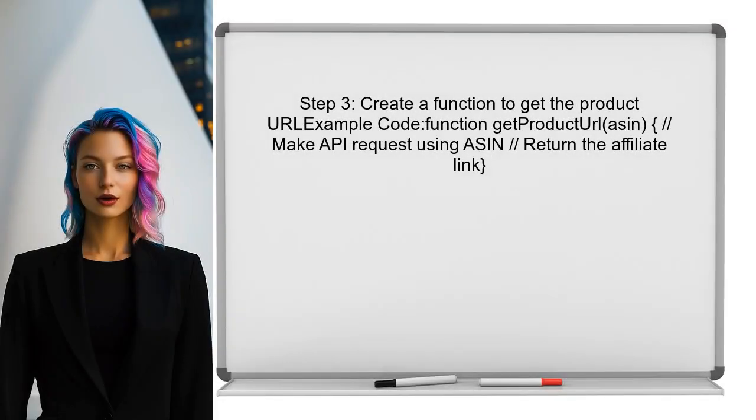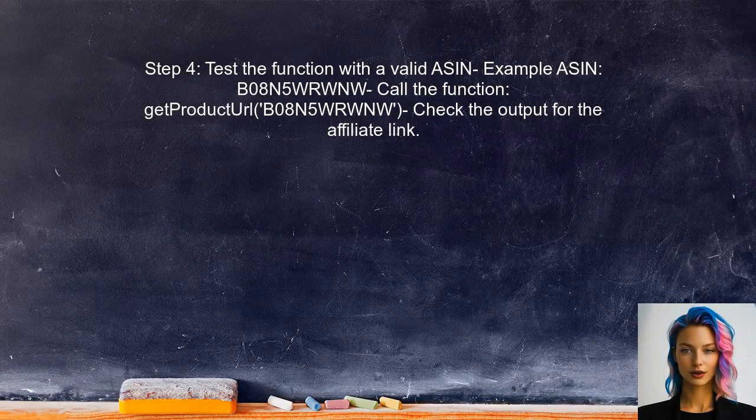Now the user can create a function to retrieve the product URL using the ASIN. This function will make a request to the Amazon API and return the affiliate link. Finally, the user should test their function by passing a valid ASIN. This will allow them to verify that they can successfully retrieve the affiliate product URL.